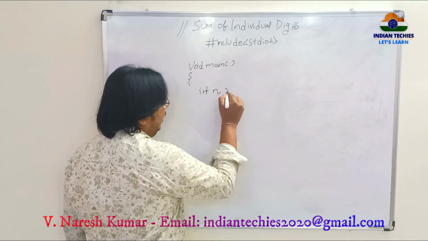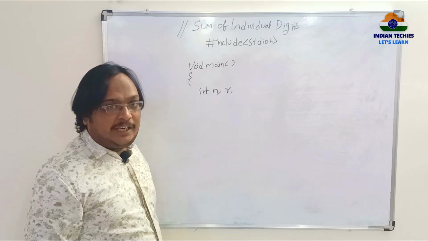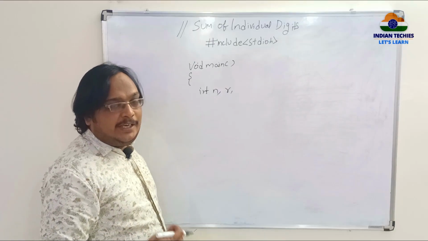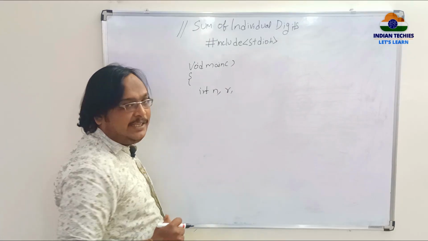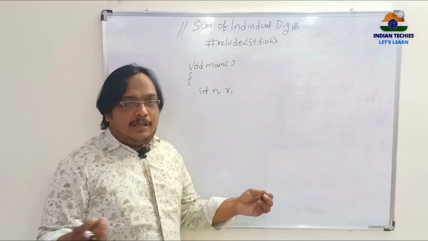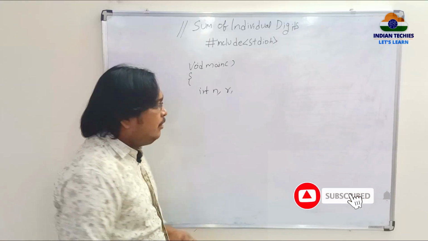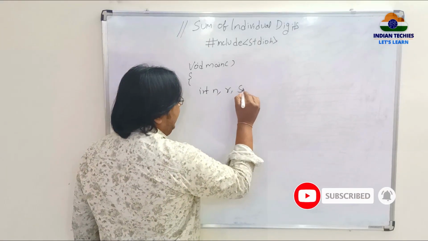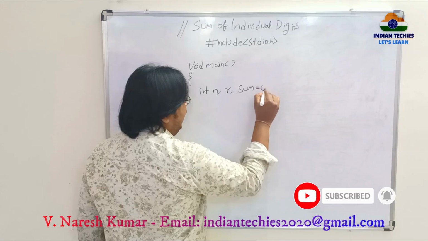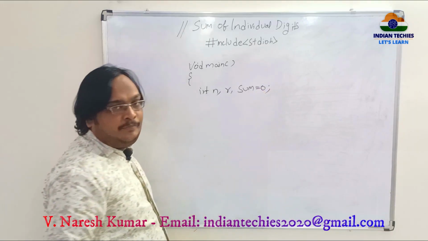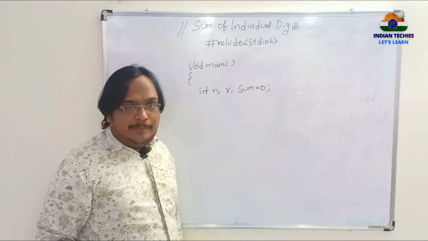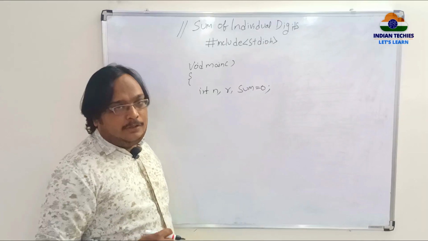Then to store all the remainders, every time we are getting one remainder, so to store all the remainders one by one, I am taking a variable called r. Next, all these remainders have to be added. So to get the final value, I am taking a variable called sum. Initially, I am assigning it 0, because no number has been added yet.